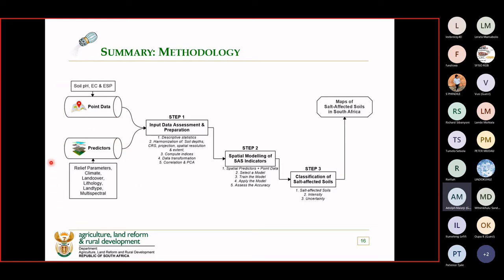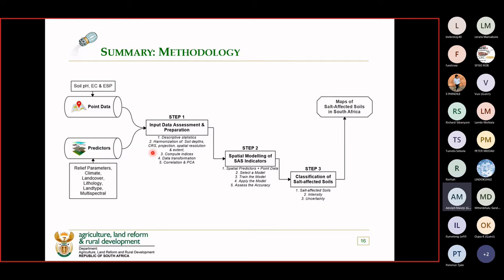and then we need these predictors. Other people call them covariates. And then the first step, we had to do input data assessment and preparations, those descriptive statistics. And then you later on do harmonization. We harmonize cell depth. We must make sure that all those layers are using the same coordinate reference system, are in the same projection, the spatial resolution is the same, and they cover the same extent.